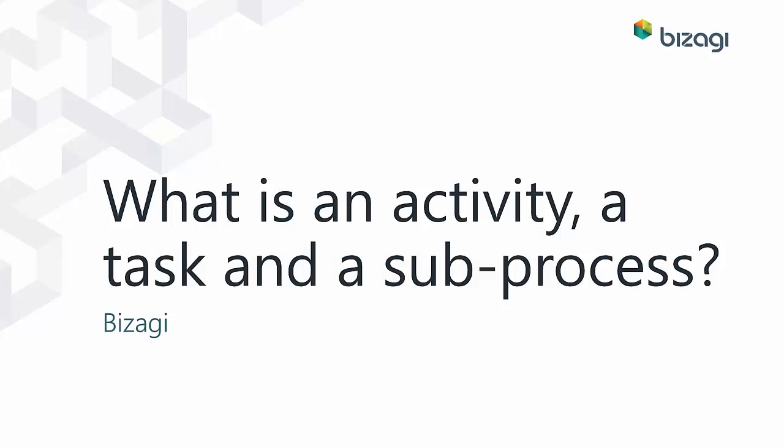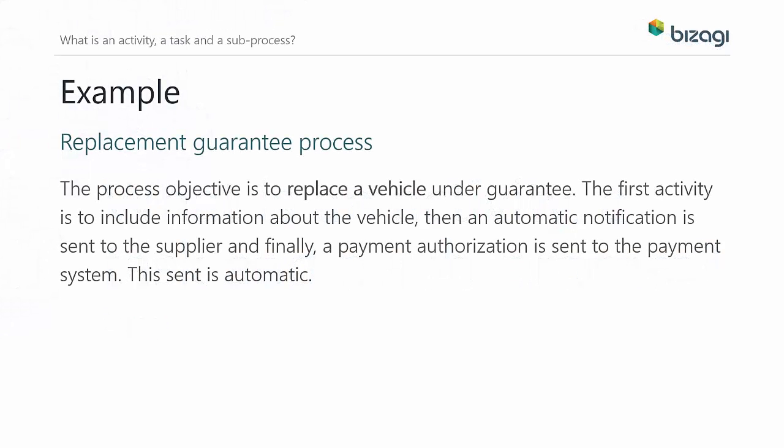In this video we are going to demonstrate activities, tasks and sub-processes. Consider the following business situation. The process objective is to replace a vehicle under guarantee. The first activity is to include information about the vehicle. Then an automatic notification is sent to the supplier, and finally a payment authorization is sent to the payment system. This is sent automatically.